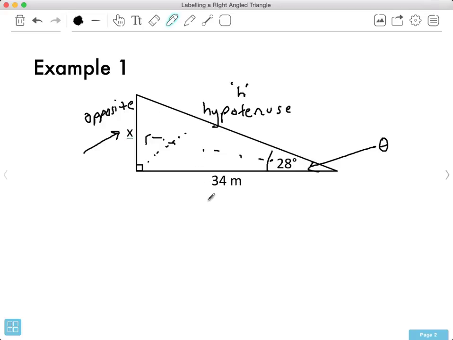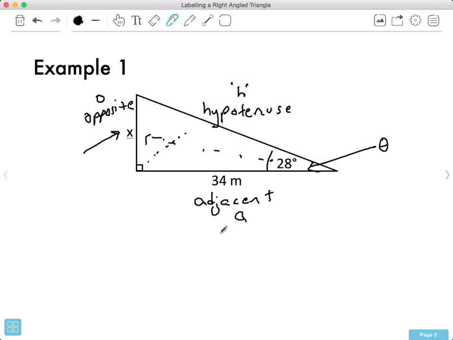Okay, and the leftover label that we don't have is adjacent, which is the third side. You can abbreviate opposite with O and adjacent with A, just to speed up the labeling process if you like.